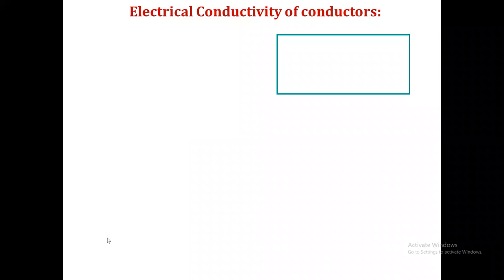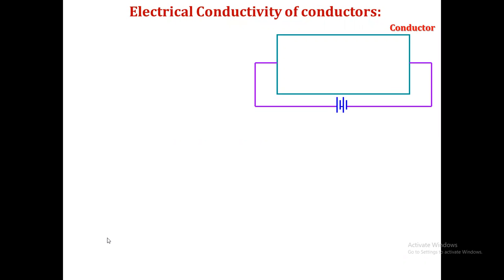See, the electrical conductivity of a conductor. Here I have taken a piece of a conductor. So this is the conductor. Here this conductor is connected to an external energy source. So this is the external energy source. If you see this external energy source, the bigger line indicates the positive terminal and the smaller line indicates the negative terminal. Do you see this pink color? The pink color is nothing but the movement of free electrons.